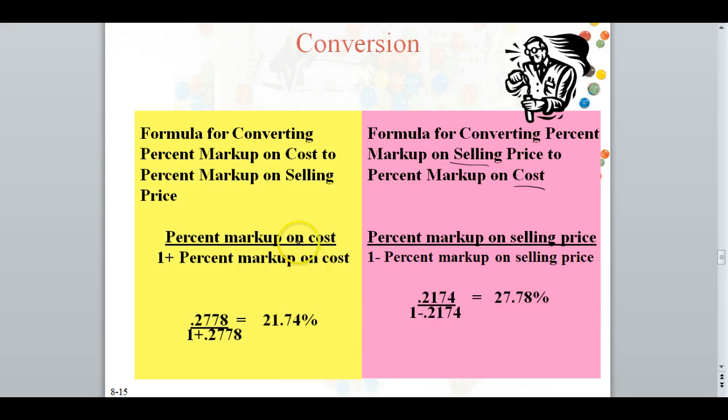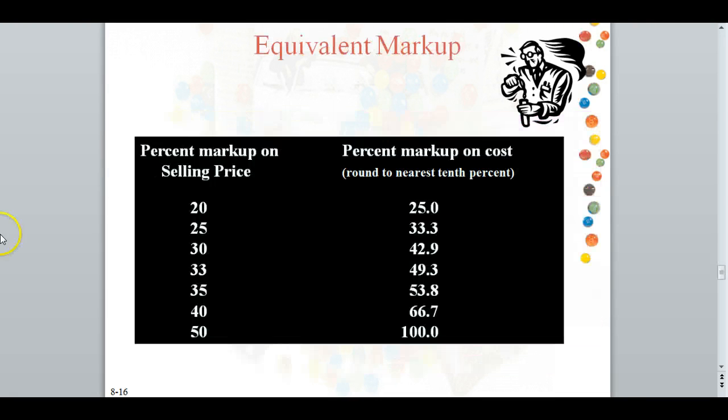One thing you'll notice, that's actually on the next slide here, when you're going from a markup on the selling price to a markup on the cost, it's always going to be more, because the selling price is always going to be higher than the cost, so the difference between the two will give you a different markup here.